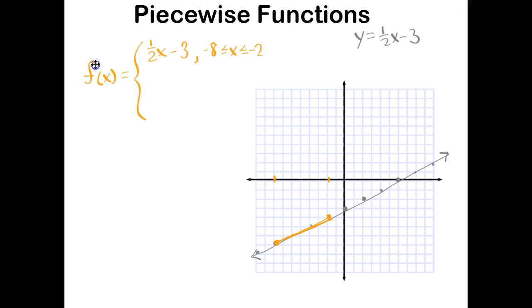And I'm going to erase the rest of it, because the domain restriction is telling me that this piecewise function looks like 1/2 x minus 3 from -8 to -2. Everywhere else, it's not defined. It doesn't exist. So I'm going to erase there. I'm going to erase over here. I'm going to erase these little marks I made. There we go.